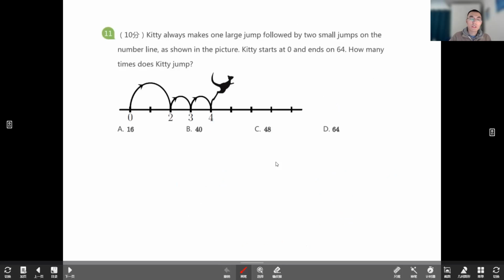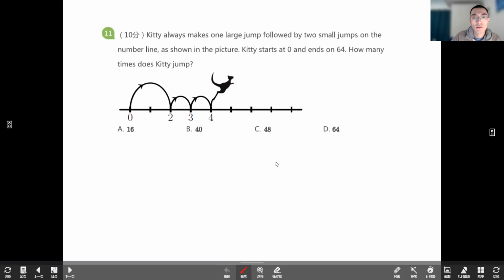Let's keep going to question number 11. So Kitty always makes one large jump followed by 2 small jumps on the number line, as shown in the picture. So one large jump is 2 units from 0 to 2, and each small jump is 1 unit, from 2 to 3 and then from 3 to 4. So Kitty starts at 0 and ends on 64. How many times does Kitty jump?